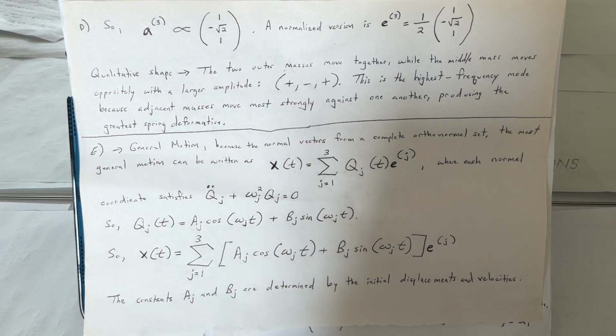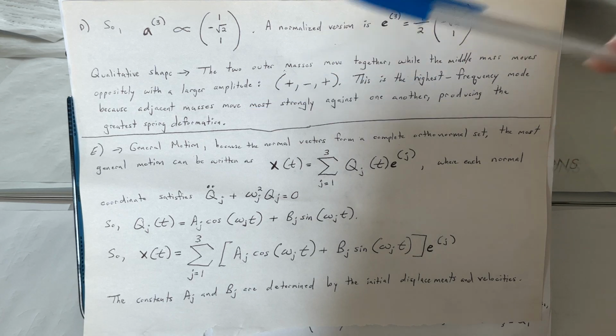And the qualitative shape: the two outer masses move together while the middle mass moves oppositely with larger amplitude, plus, minus, plus. And this is the highest frequency mode because adjacent masses move most strongly against one another, producing the greatest spring deformation. And for part E, finding the general motion.